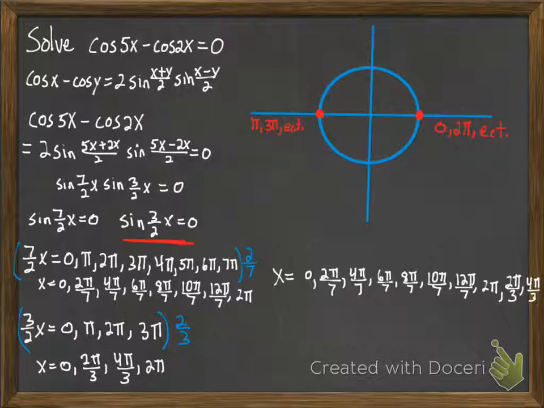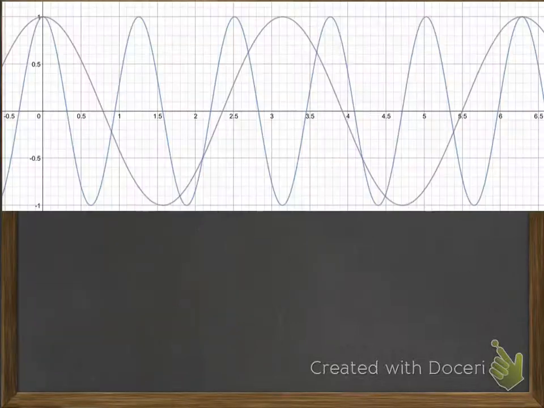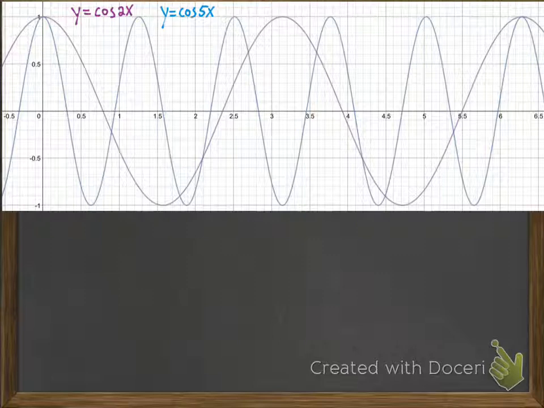Now, to help you understand and appreciate a little bit of what we've just done here, let's look at a couple of graphs. So here I have graphed my two functions. The purple one is the graph of y equals cosine of 2x, and the blue one is the graph of y equals cosine of 5x. Now our equation was cosine 5x minus cosine 2x equals 0, but we could easily rearrange that equation to be cosine 5x equals cosine 2x.